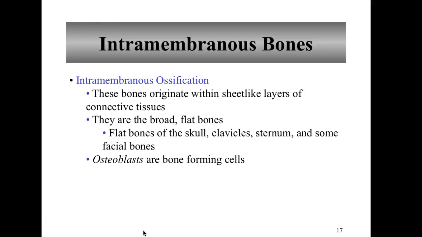If we look at intramembranous bones, with this type of ossification, the bones are going to originate within sheet-like layers of connective tissue. They are broad and flat bones. So basically what we're looking at is flat bones, bones of the skull, clavicle, sternum, and some of the facial bones. Recall from the microscopic structure of bone that the osteoblasts are bone-forming cells.